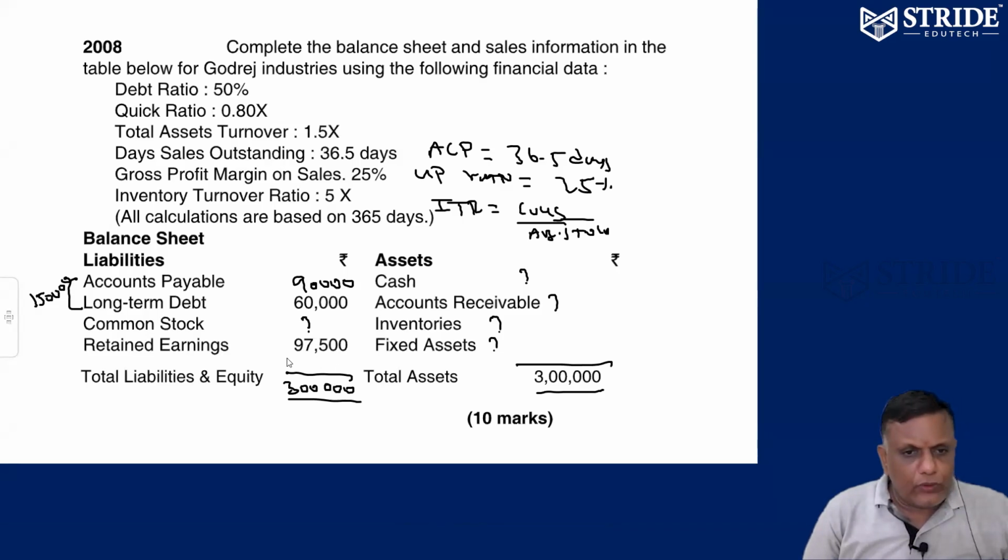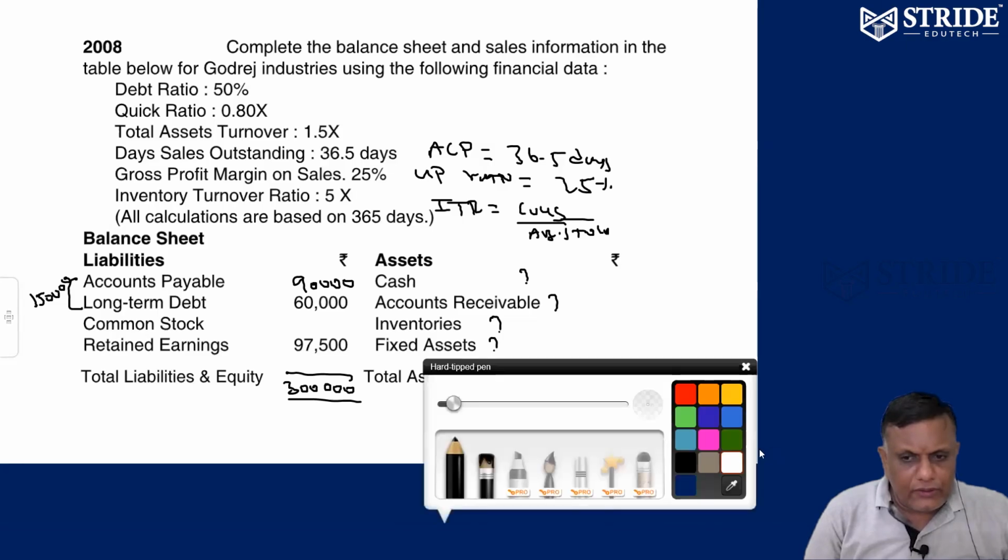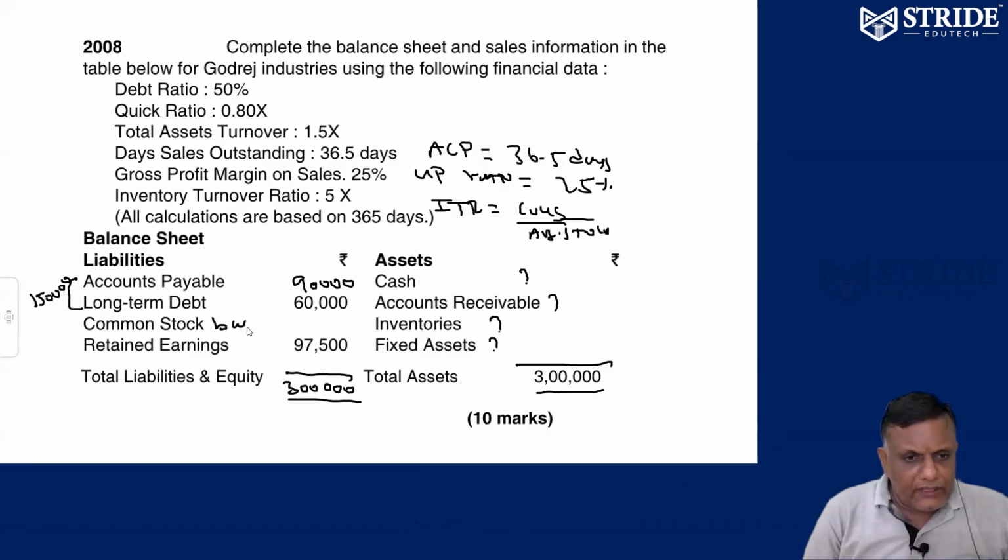Similarly, common stock is missing. Out of 3 lakhs, subtract the other balance sheet figures to get common stock. So 3 lakhs minus 90,000 minus 60,000 minus 97,500. The balance sheet figure is going to be 52,500. Please check it out: out of 3 lakhs, subtract 90,000, subtract 60,000, subtract 97,500. So the balance is going to be 52,500 common stock. That's it. Next one.